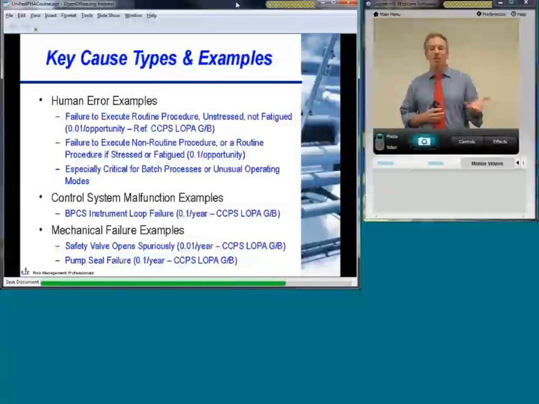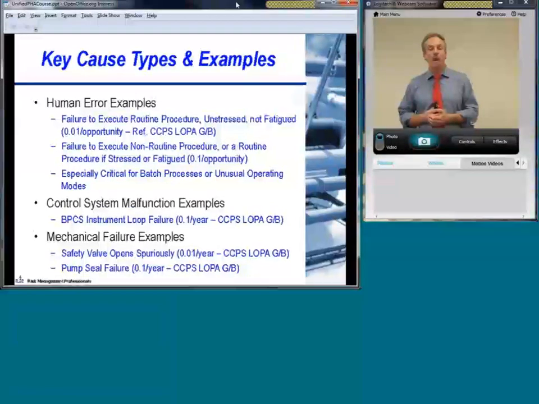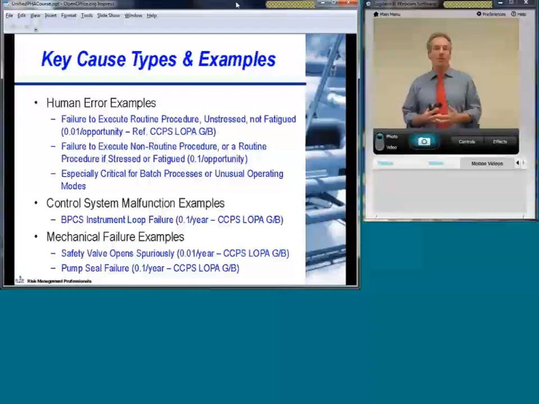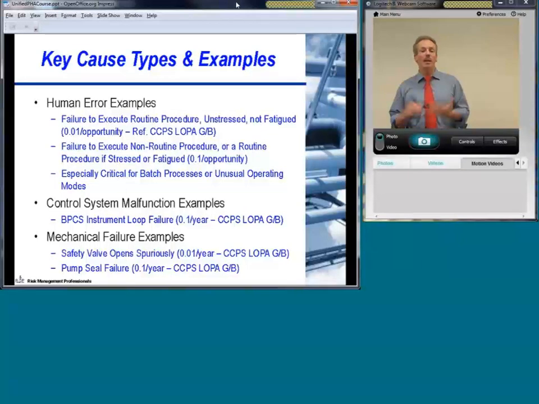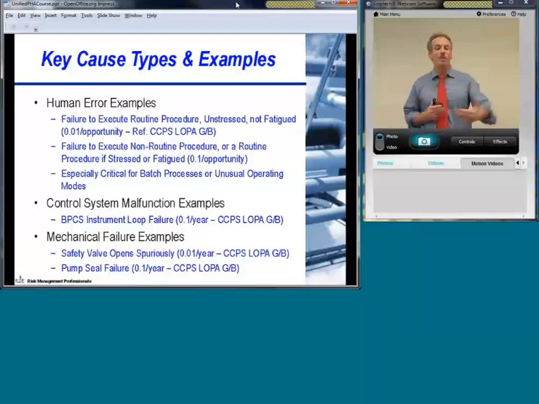Especially critical for batch processes or unusual operating modes, human errors are especially critical, and you've got to pay very critical attention to those. For control system malfunctions, basic process control systems, instrument loop failures are quoted as 0.1 per year, also out of the LOPA guidebook. These are things that can occur, that do occur. A lot of people take care of that with smart sensors. They take care of it with voting logic and using multiple detectors. A lot of things can be pulled into play, but basic instrument loop failure people usually look at as 1 in 10 years causing a failure.